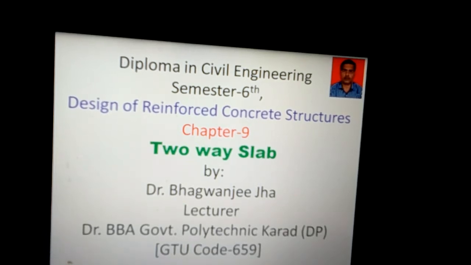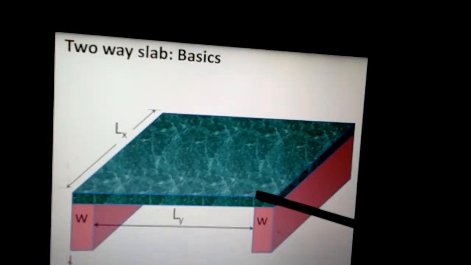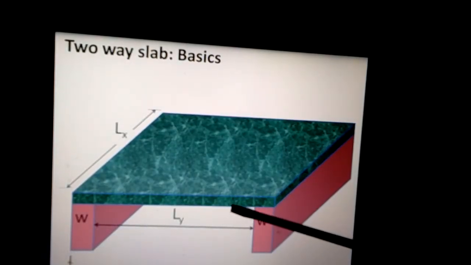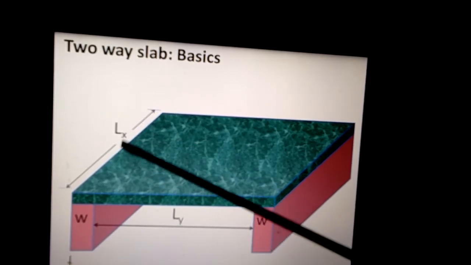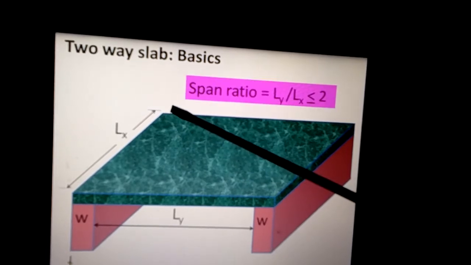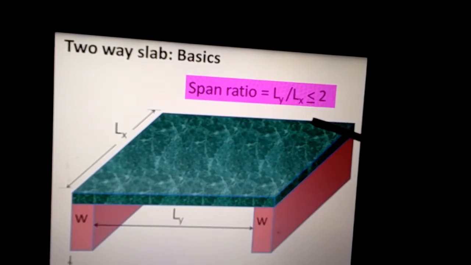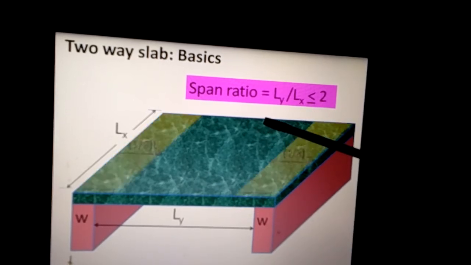Welcome to today's class. The topic of today's lecture is design of two-way slab. Under this topic, if we visualize a slab resting on supports having a longer span Ly and a shorter span Lx, and if we take a span ratio Ly by Lx, if the value comes lesser than or equal to 2, only then this slab would become a two-way slab.